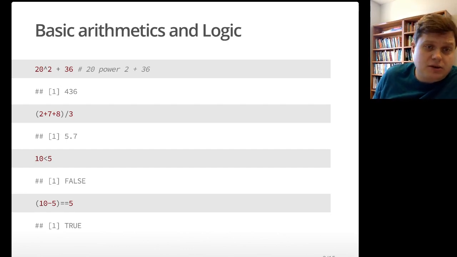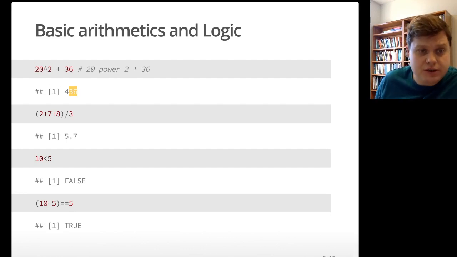So basic things, you can do basic arithmetic operations. So 20 power 2 plus 36, R will calculate it for you. You can use parentheses to define the order of the operations. So you do the addition first, and then you divide by 3.